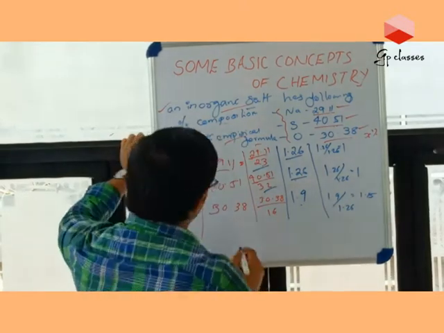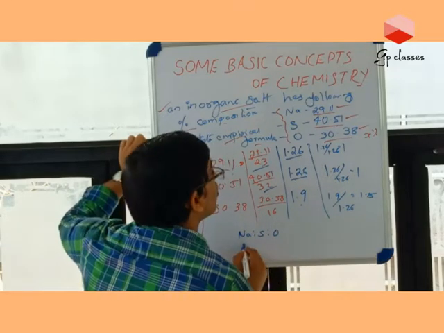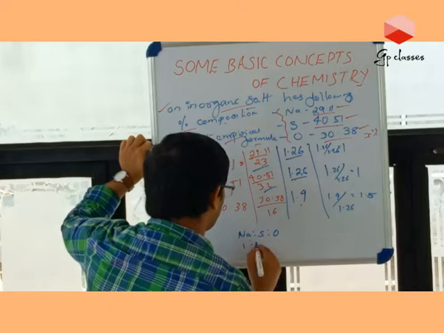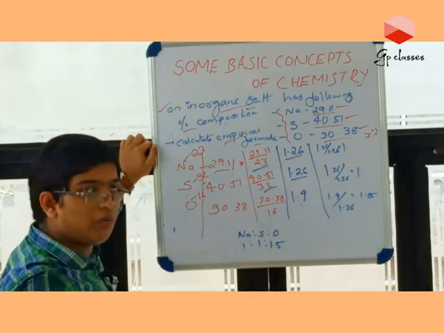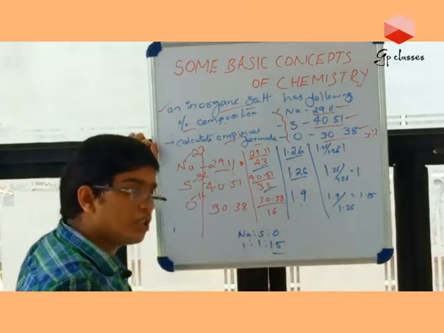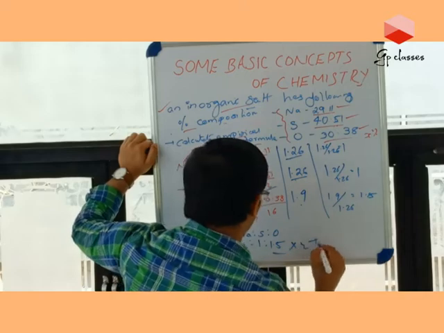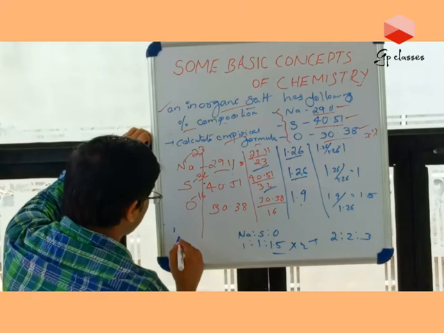So you got the ratio: sodium to sulfur to oxygen is 1 : 1 : 1.5. But I said the empirical formula has to be in the simplest whole number ratio. 1.5 is not a whole number. So you multiply by 2 to make it a whole number. So you get 2 : 2 : 3. So what is the empirical formula?